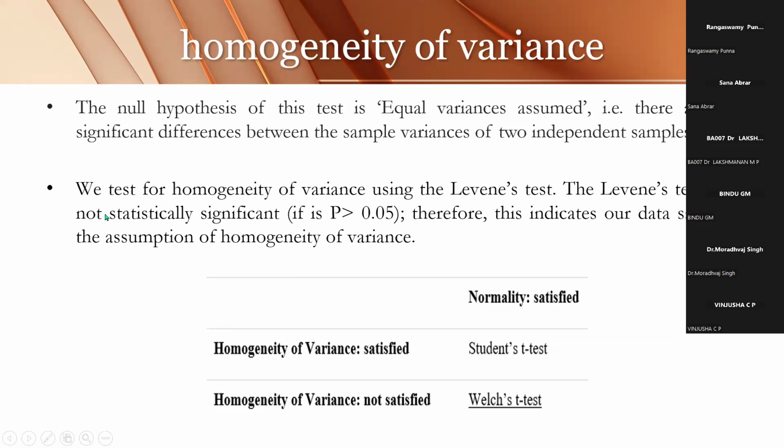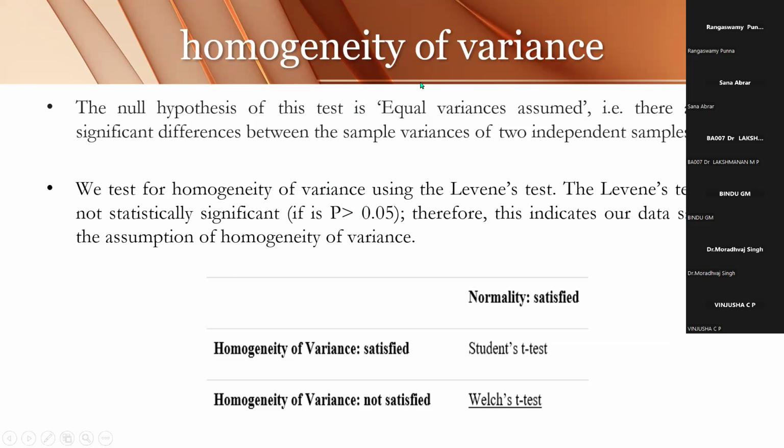Levene's test was not statistically significant. If the p-value is greater than 0.05, Levene's test was not statistically significant, meaning there are no significant differences. Therefore, this indicates that our data satisfy the assumption. The Levene's test value must be greater than 0.05 to ensure that homogeneity of the variance is assumed. In case the Levene's test value is less than 0.05, it indicates that there are significant differences there.